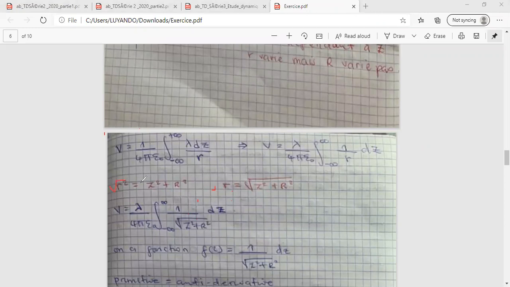Because I want an expression for R alone. Sorry about that. So the square root and the 2 cancel. So I have R is equal to Z squared plus R squared. Then where there is my R, I put my expression for R that I've found. Are there any questions up to there?